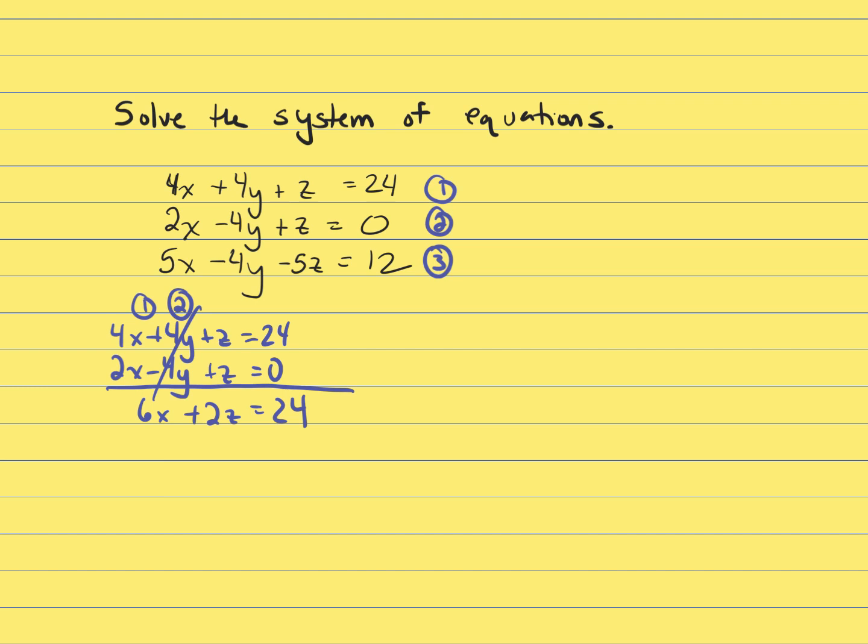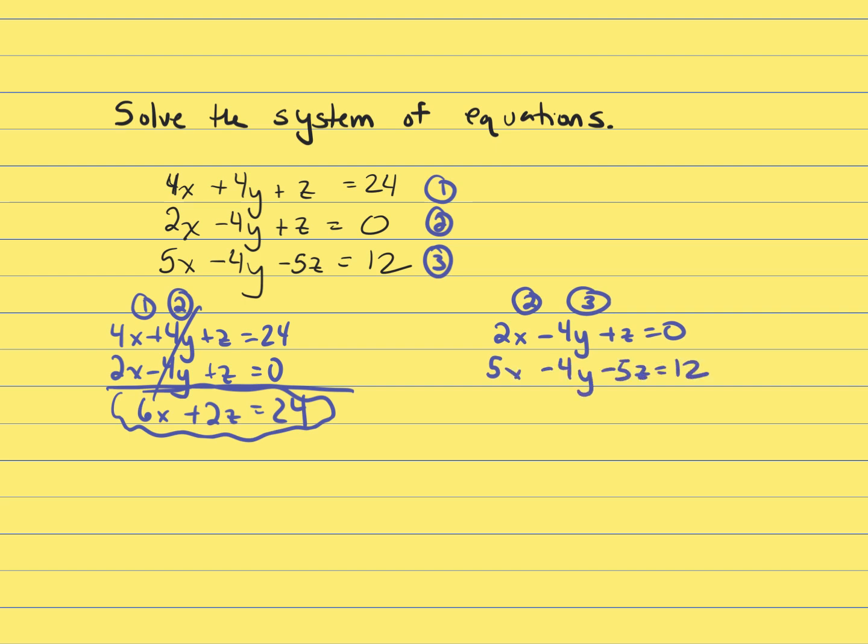And so now I'll pick 2 more. I can pick either 2 and 3 or 1 and 3. I'll just do 2 and 3. If I pick 2 and 3, I'll just highlight this one because we'll be back to that. So 2 and 3 are 2x minus 4y plus z equals 0, and 5x minus 4y minus 5z equals 12. Now the only rule is once you eliminate a variable in the first one, like we eliminated y, then we must eliminate the same thing. So we have to eliminate y in this one as well.